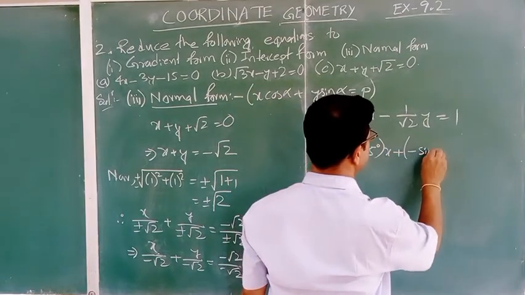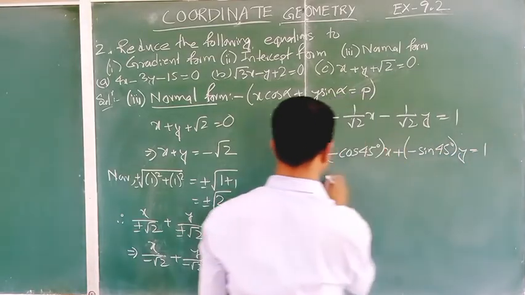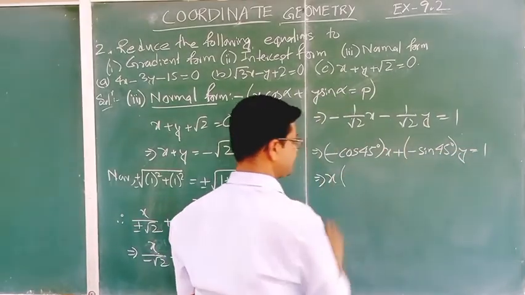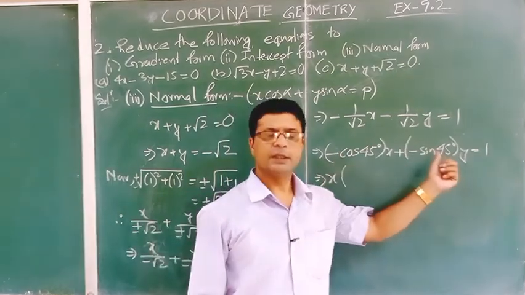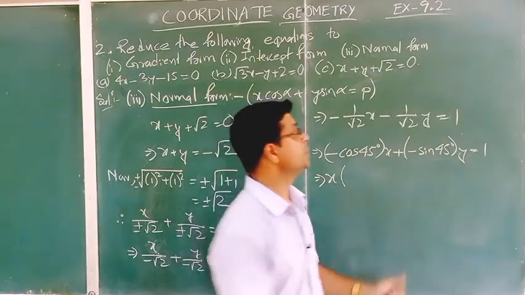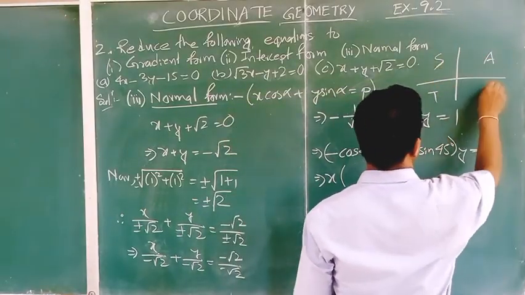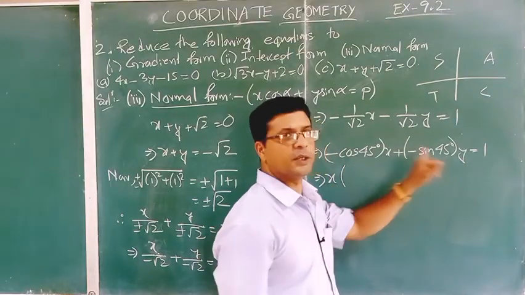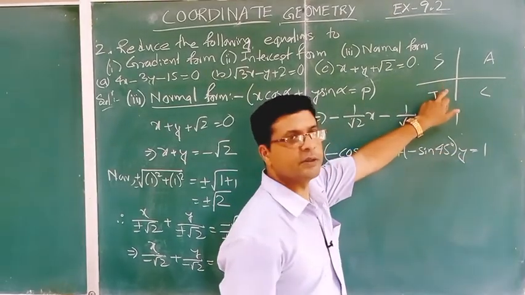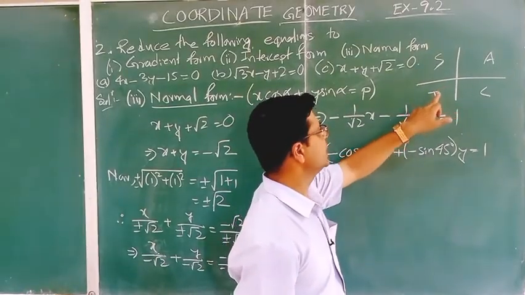Minus, again sine of 45 degree is this, y is equal to 1. Got it? So x. Now dear student, you can see here both cos and sine, they are negative. This is possible in which quadrant? ASTC. Both cos, sine and cos both are negative. This is possible in this quadrant only. This is the quadrant where tan and cot is positive, others are negative.